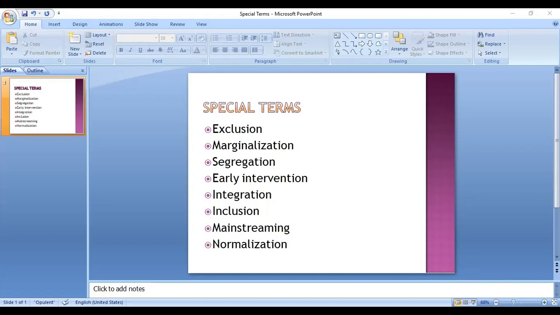Have you understood this? Exclusion. Have you all understood exclusion? See, if you consider the circle as a society, we are excluding some groups or people with special needs outside the society. So this is known as exclusion.